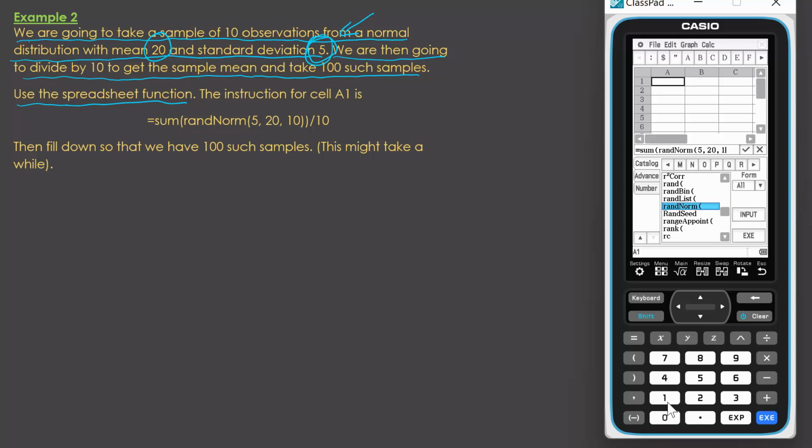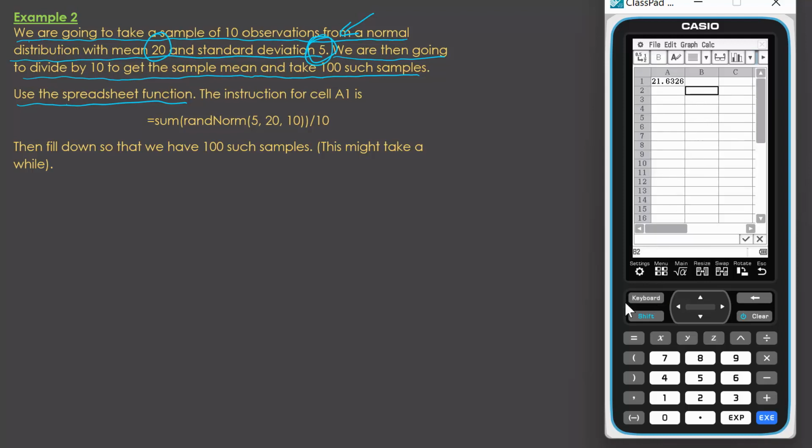We're going to take 10 samples, and then we're going to divide that by 10. So we can click the little thing there, and we've just got the 1 here. Let's just resize my screen. Oh, sorry, just click on keyboard to get rid of the keyboard.